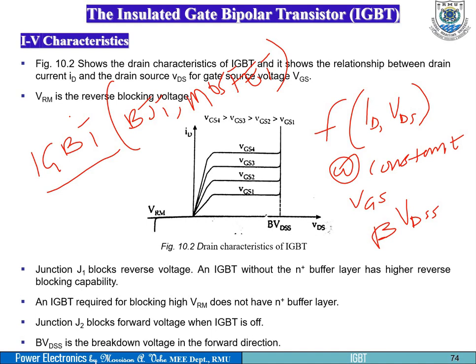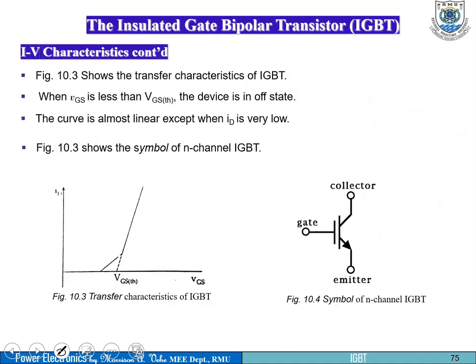Junction J2 blocks forward voltage when the IGBT is off, and we talk about undesirable turn on of the parasitic thyristor. We must take care of that, so J2 plays a role. BVDSS is the breakdown voltage in the forward direction. So that's this BVDSS.